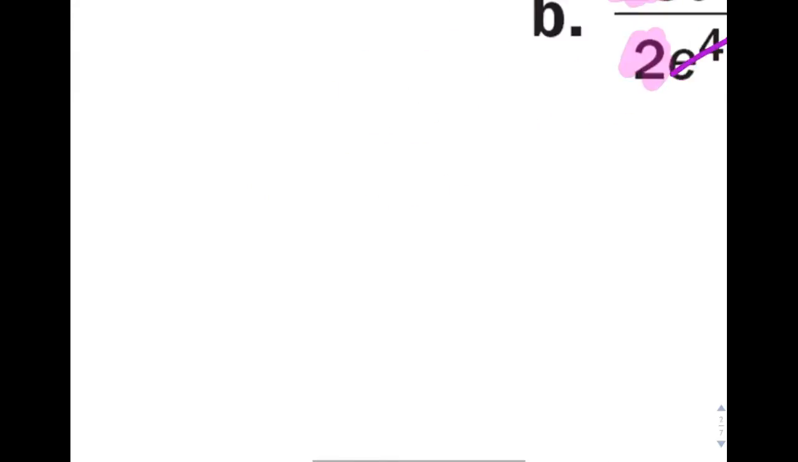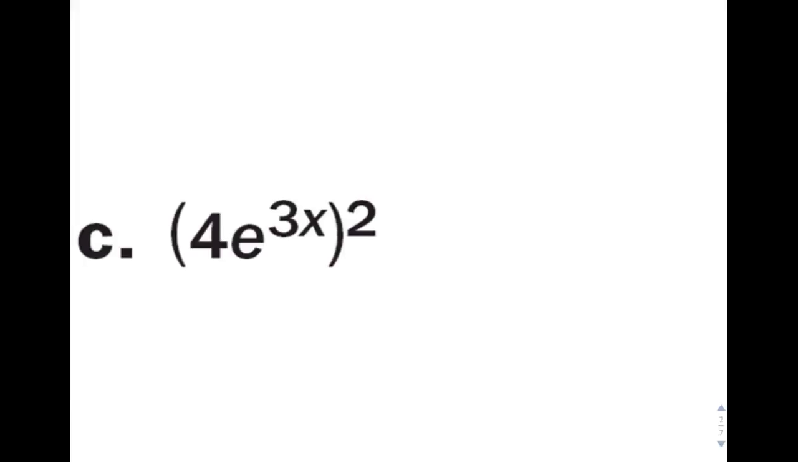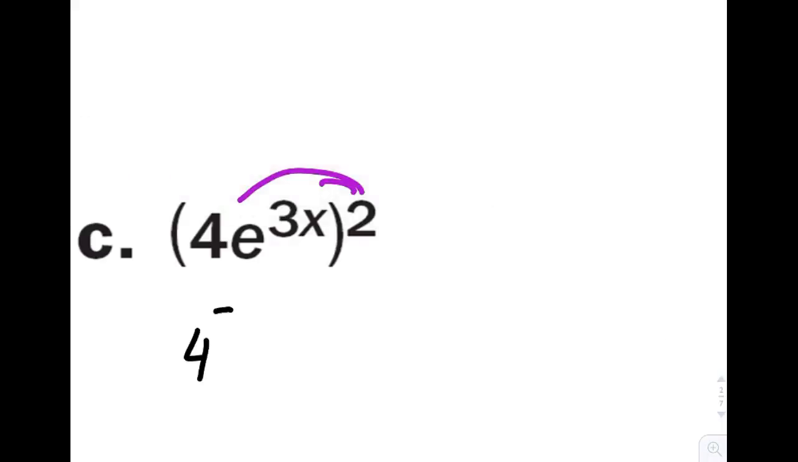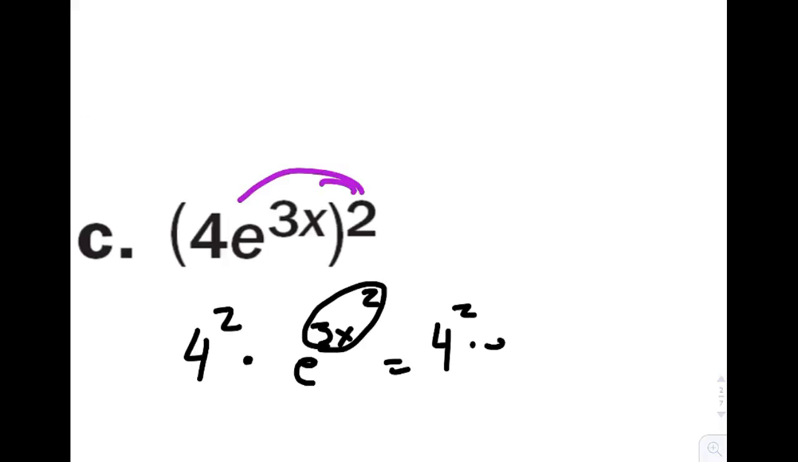So just reviewing some exponent properties. Remember, when you have an e inside of a parenthesis, this 2 gets distributed to both things. So you end up with 4 to the 2nd times e to the 3x all to the 2nd. This is power of a power, so you multiply. So 4 squared you could turn into 16 if you like, but more importantly, you end up multiplying 3x times 2 to give you 6x.